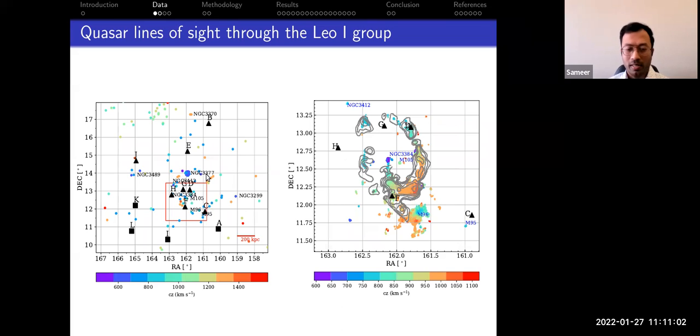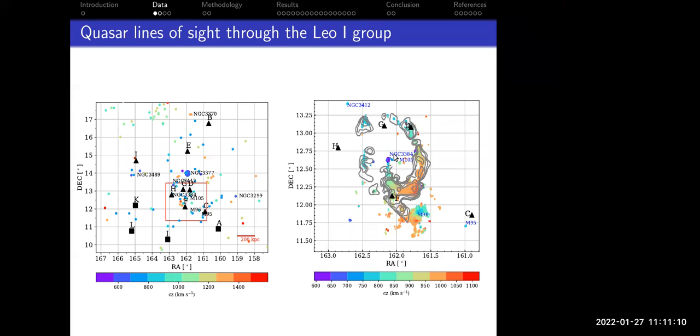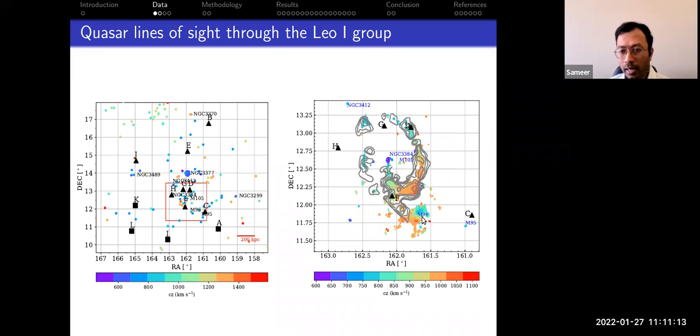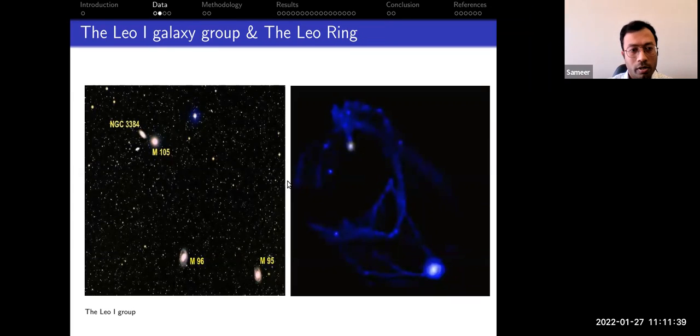So the Leo 1 group, thank you for pointing that out. The Leo 1 group comprises these dominant galaxies: M105, M84, NGC 3412, M96 and M95. So these are the 4 dominant galaxies that make up the Leo 1 group. So the contributions to the absorption that we are seeing along these sightlines is potentially coming from these galaxies, or it could be from the Leo ring as well. So with our work, we are trying to pick it apart and see which of these are contributing.